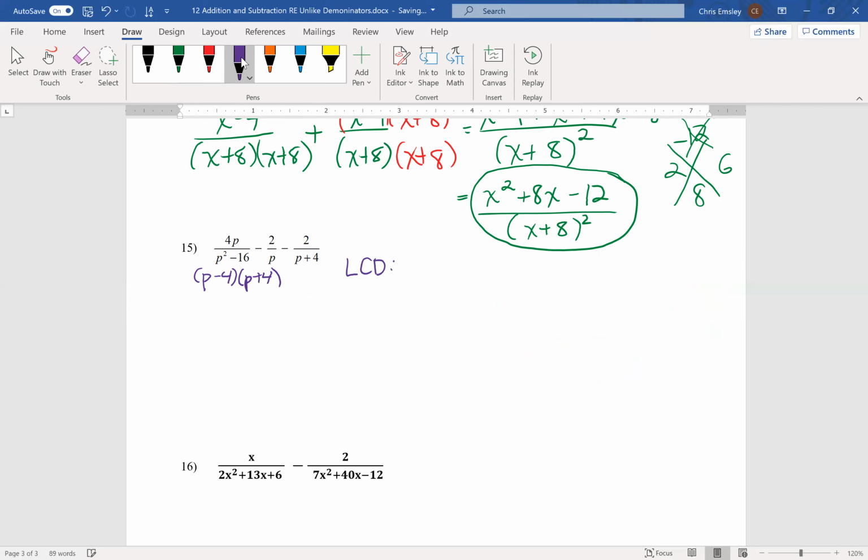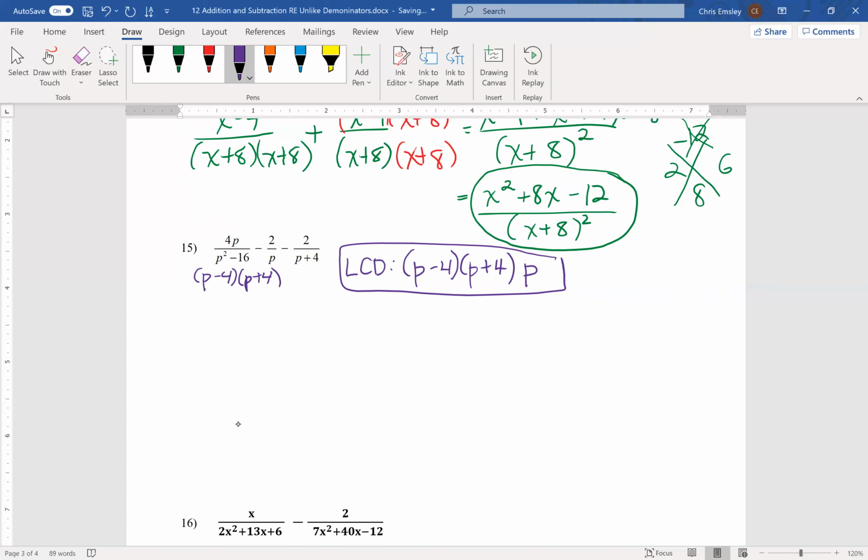For our first fraction, we need a p minus 4 and a p plus 4. For our second fraction, we need a p. Now you're thinking we already have a p here. We have a p minus 4 and a p plus 4, but we need a single p as a standalone factor. We need to multiply that p. Those p's that are in our factors already don't count. But our third fraction has a p plus 4. That is already covered. So there is our LCD.